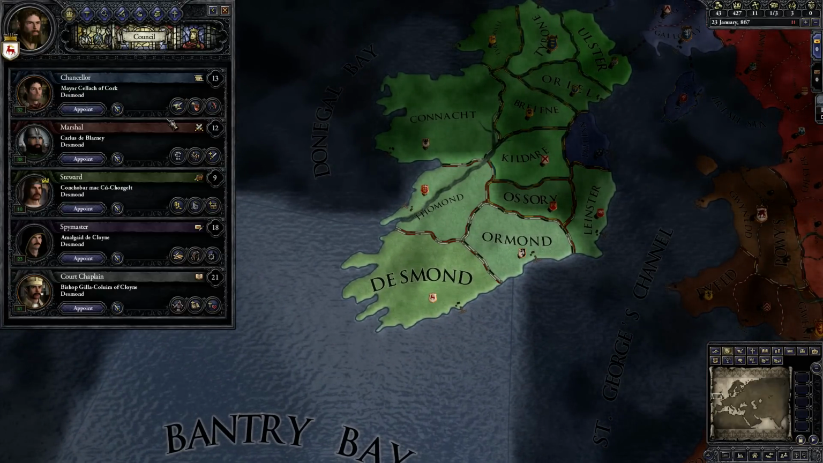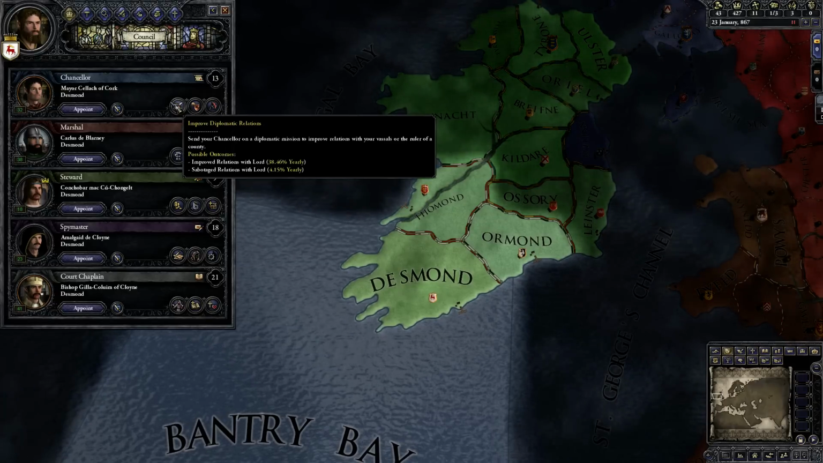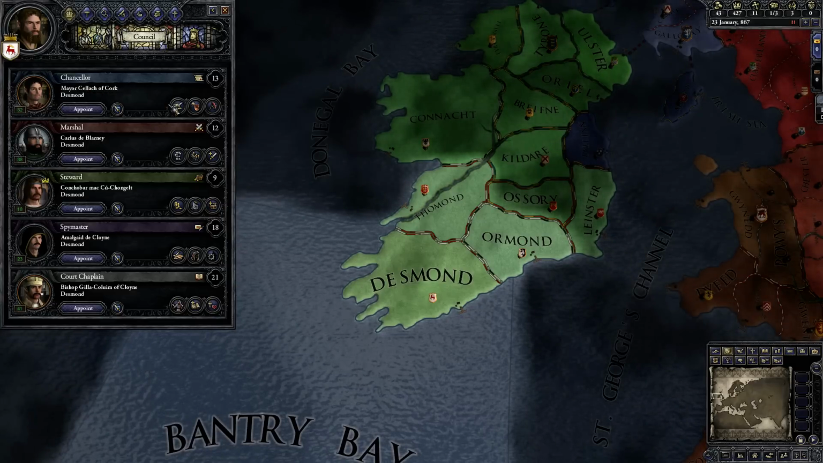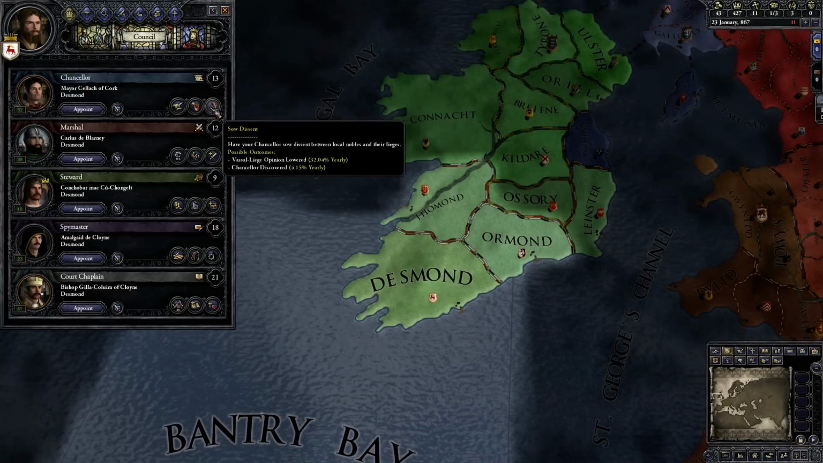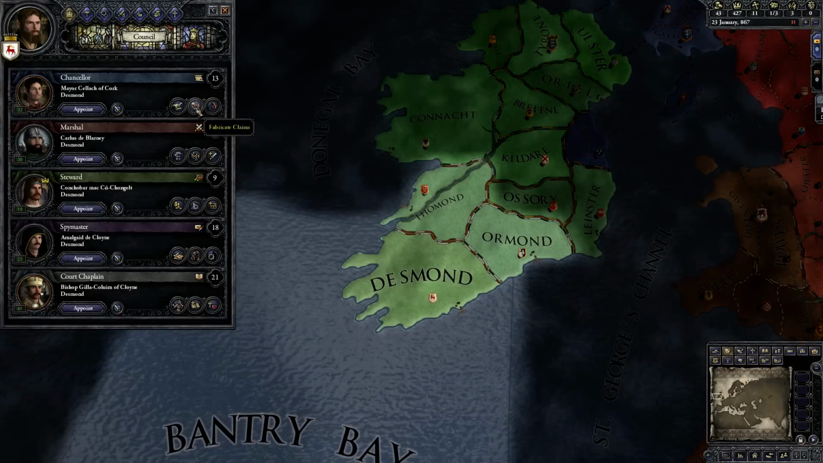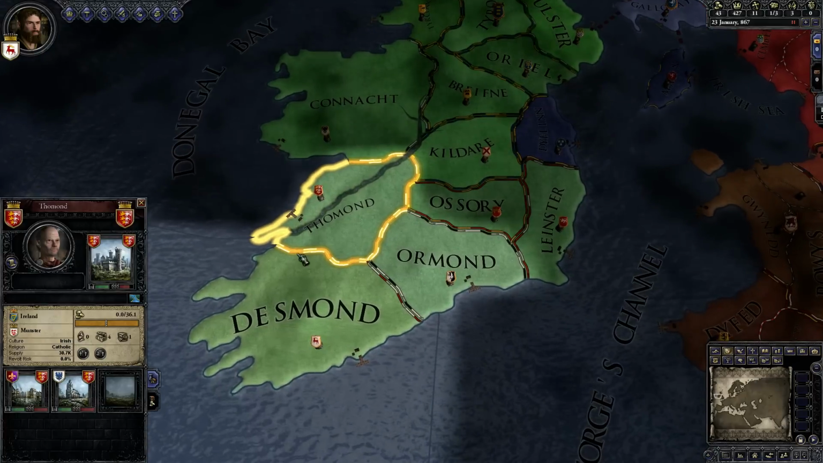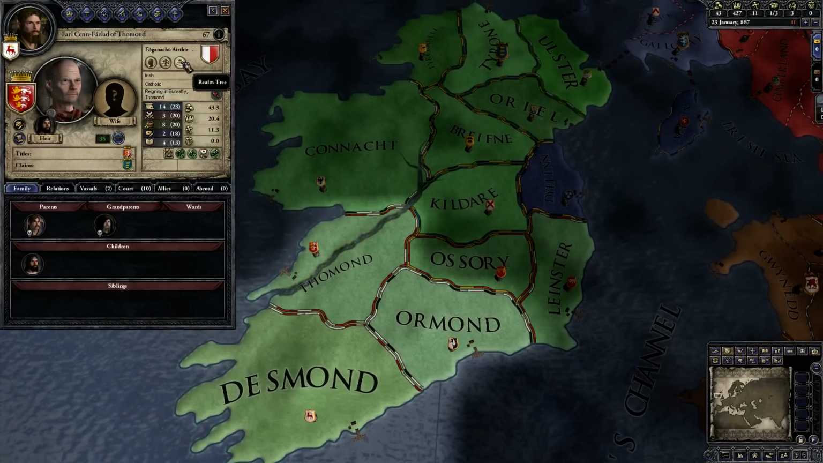So let's set about having our council actually do something. Every counselor has 3 activities that they can do. We'll go ahead and use our Chancellor to improve diplomatic relations, fabricate claims, or sow dissent. We're going to try to fabricate a claim on our next door neighbor, one of them, so that we have a right to attack them. Before we do that, let's go size them up.